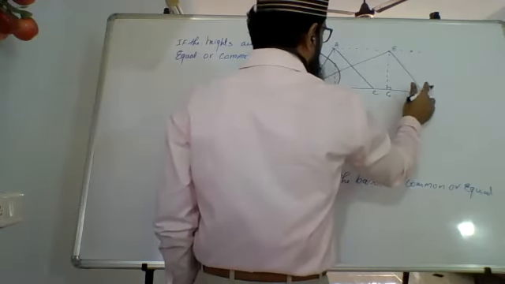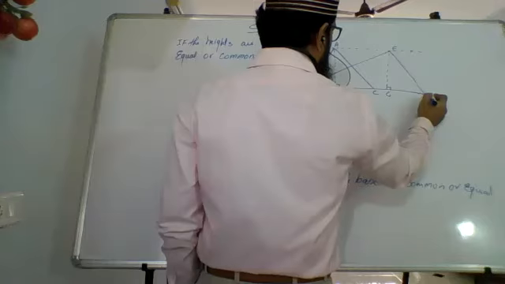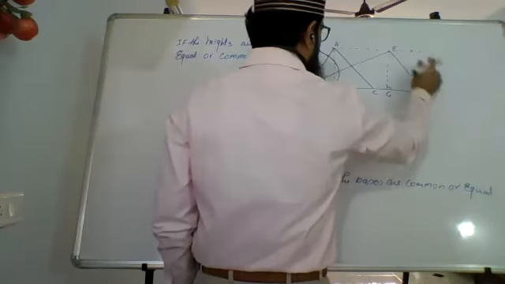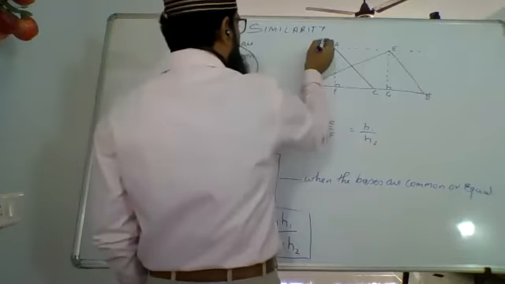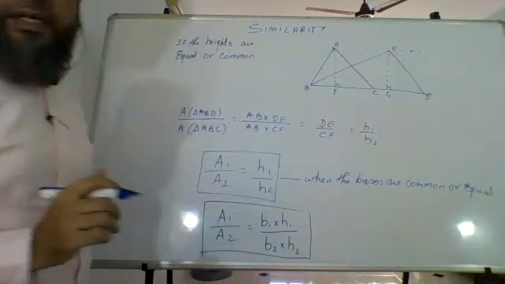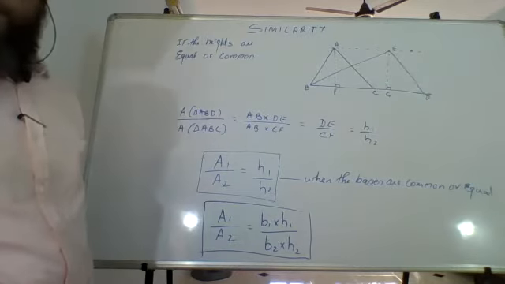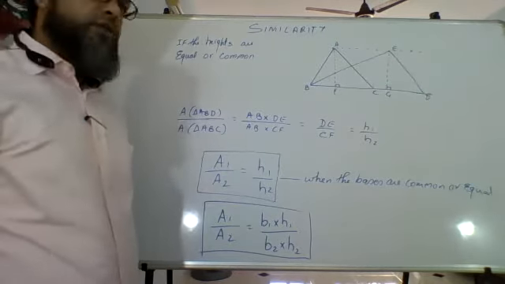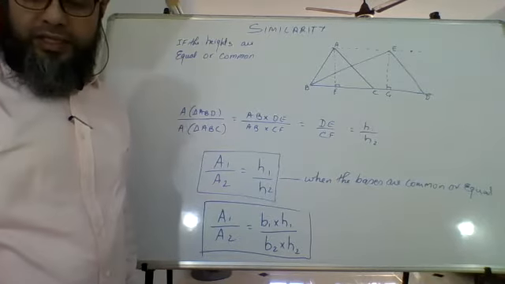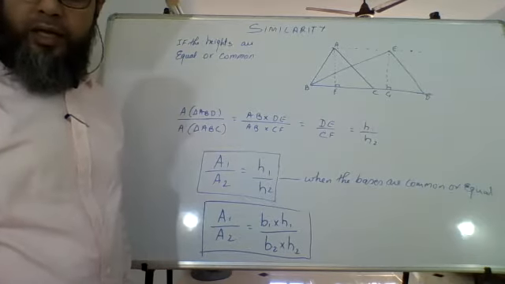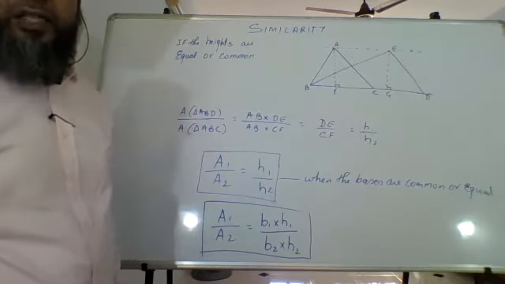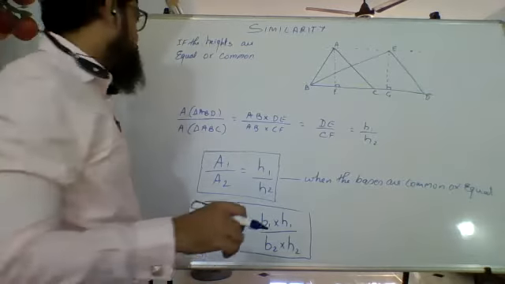So these are parallel lines. The distance between two parallel lines is always going to be the same. So in this case, now you have common heights. Or you can also say they are equal heights. Common heights or equal heights. If the heights are common or equal, then what is going to happen?